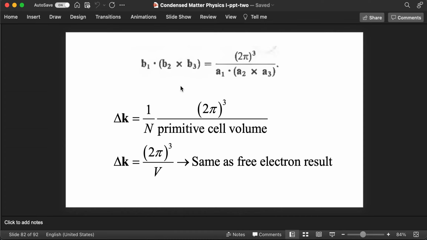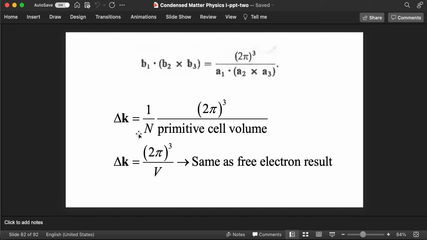Now you can show this relationship. It's a very simple thing to show. There's a relationship between the volume of the primitive cell in the reciprocal lattice and the volume of the primitive cell in the Bravais lattice or the direct lattice, which is given by this. So I can now rewrite delta k, which is given by this, as delta k is (2 pi) cubed by v. So this primitive cell volume is basically this guy.